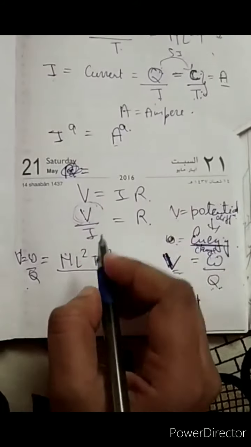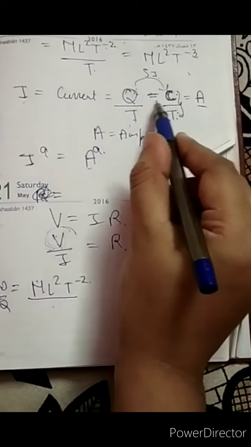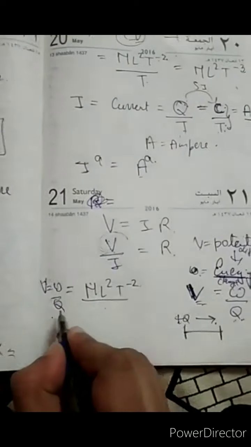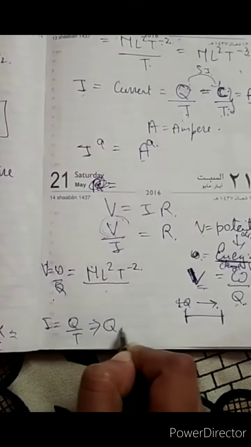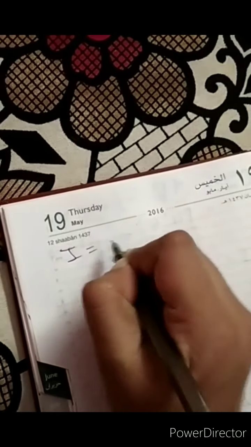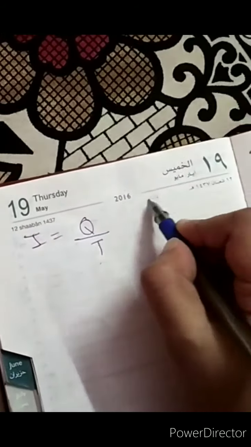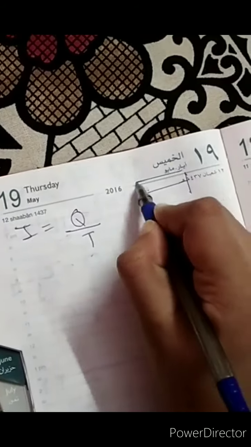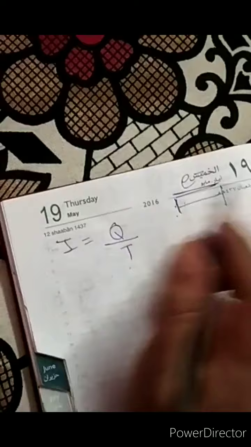And what is charge? Since I is equal to Q by T, Q can be written as Q is equal to I into T, correct? I is equal to charge per unit time. Current is charge flowing from one point to another point. How much charge is flowing in 1 second from one point to another? That will give you current. Flowing of charge gives you current.